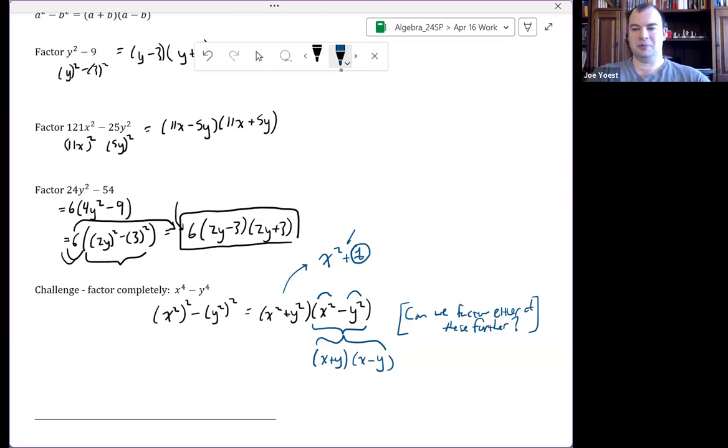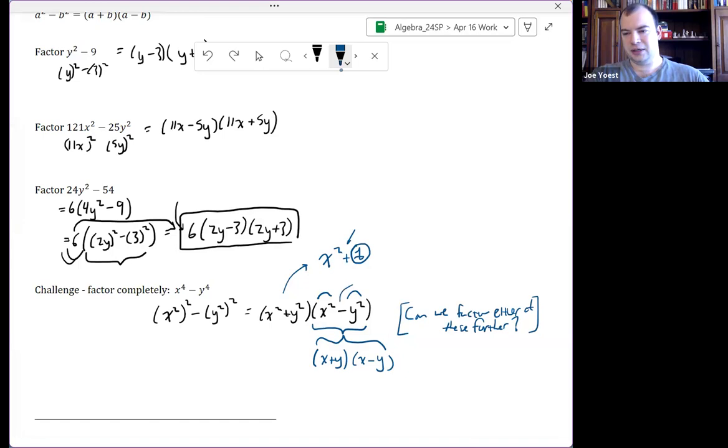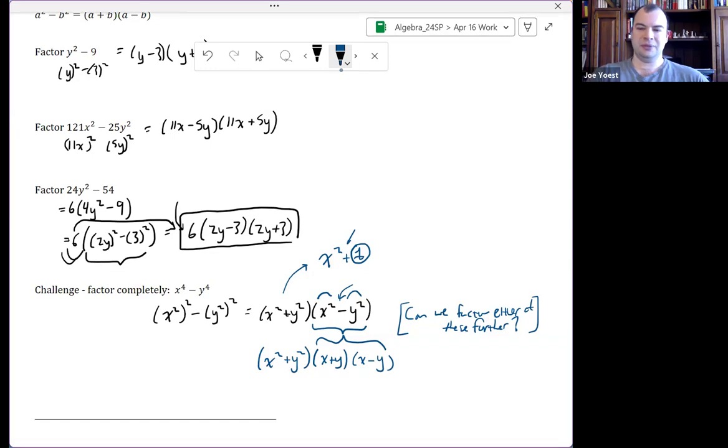Now, of course, if this was a -1, plus 1 times -1 multiplies to -1 and adds to 0, and that's why that worked in the difference of squares down here where there was a minus. But in the plus 1, we see that that's not going to work. So we just have x squared plus y squared. This bit is prime. This doesn't factor anymore. But this x squared minus y squared does factor again.